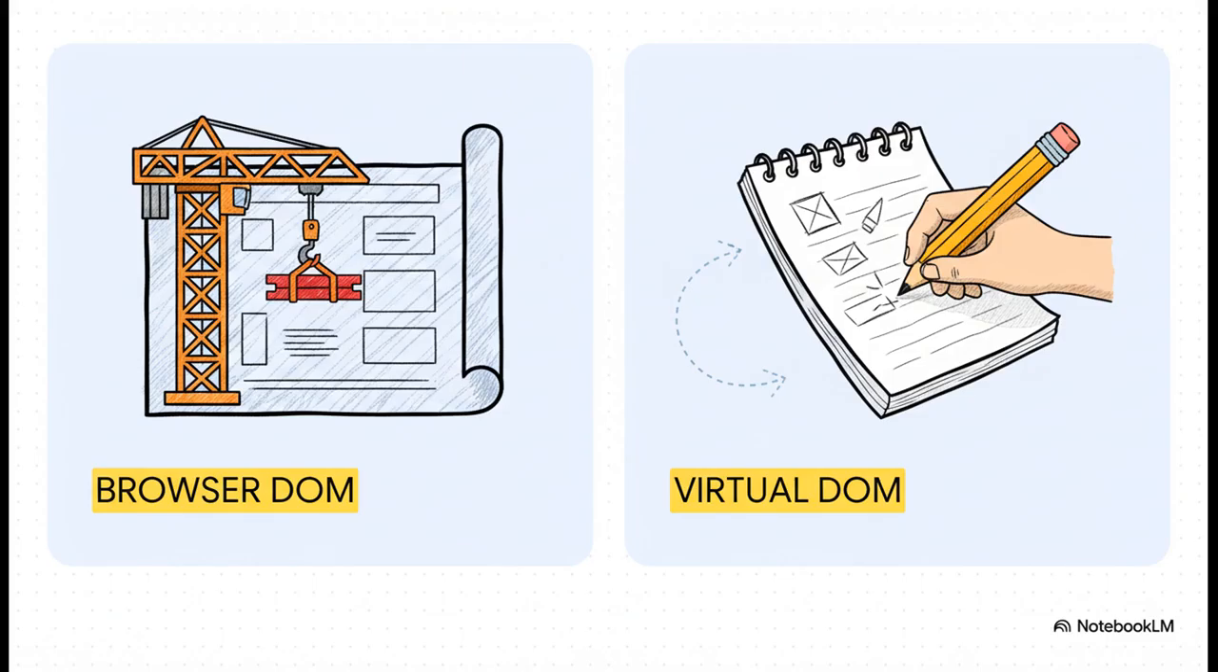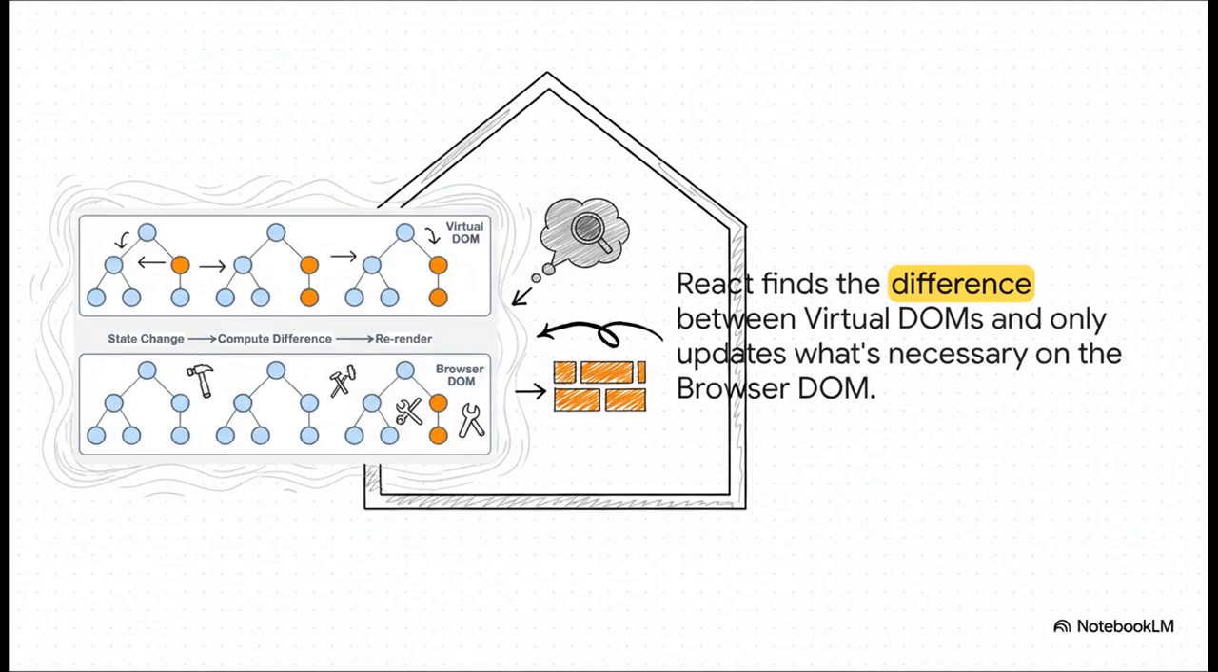Think of it like a quick sketch that React can mess with and change instantly without ever touching that heavy official blueprint. So here's how it works. When data changes in your app, React doesn't immediately mess with the real page. Nope. First, it updates its virtual sketch. Then, it plays a quick game of spot the difference between the new sketch and the old one, finds the only things that changed, and then it tells the browser to update just those specific little spots.